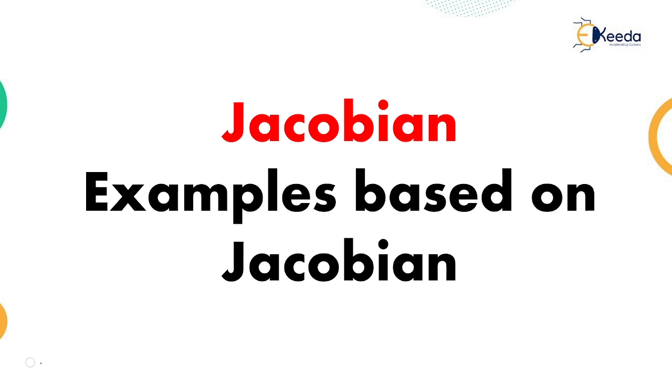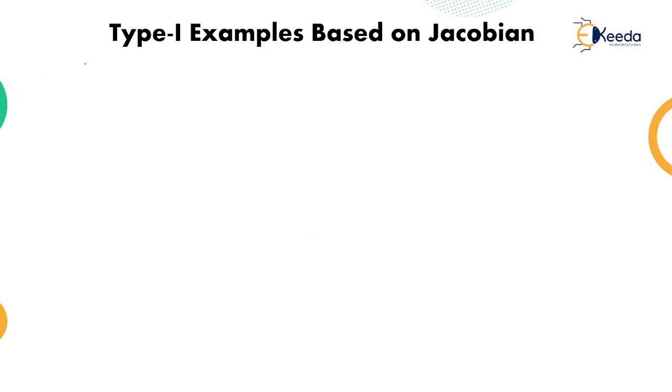Now you know very well, you have to find the Jacobian by using partial differentiation, and the Jacobian is just a determinant of the given variables. So these are the concepts required to solve the examples, guys. Now let me start the first example on Jacobian. Let's see, that is type number 1, examples based on Jacobian.